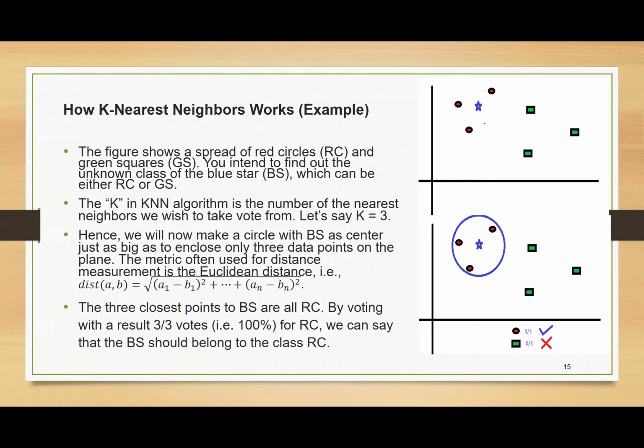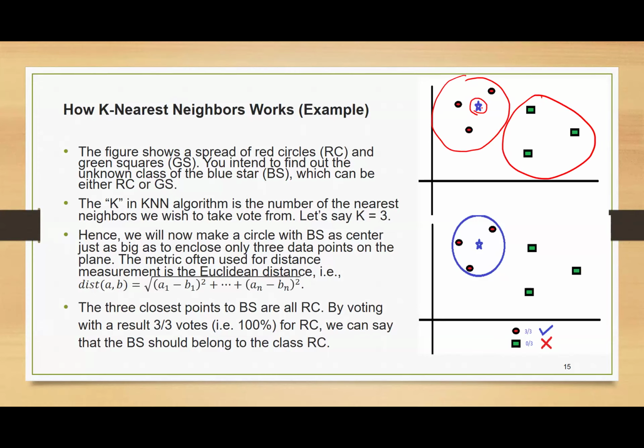So let's see, we have two different classes here. One is the red circles, another is the green squares. And then we have a new sample here. This is a new sample. We don't know which class it belongs to.